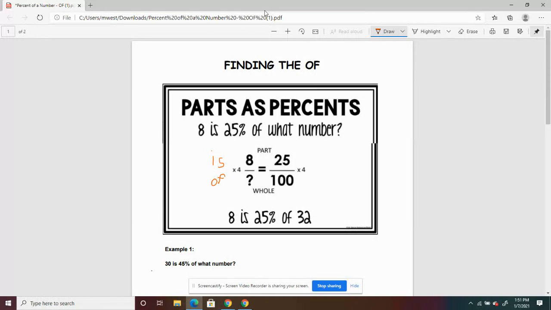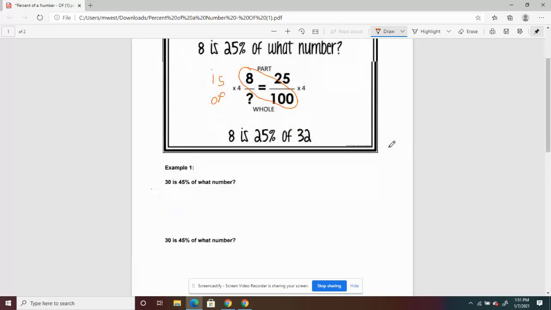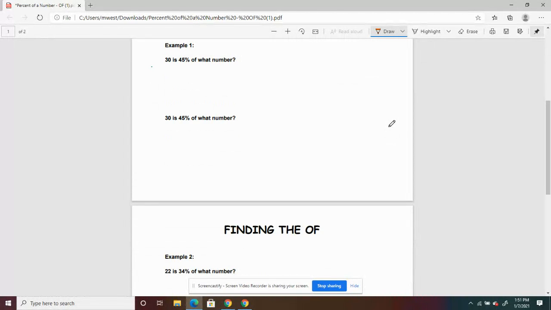So we put that right there, okay? And then we know that we circle these two right here and then divide by what's with the x. So let's go down here and look at a couple of examples.